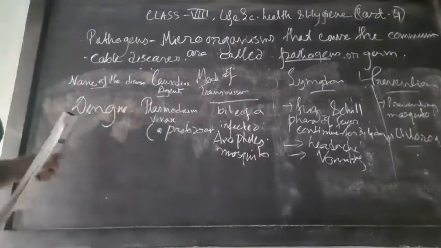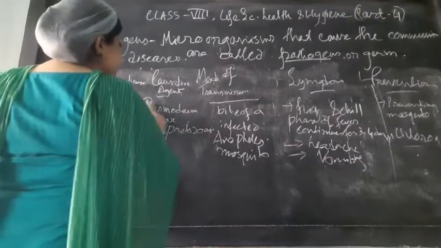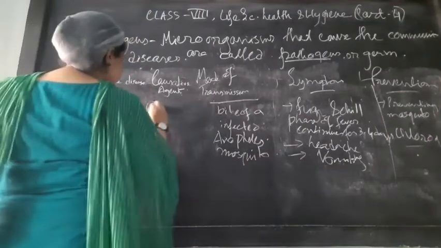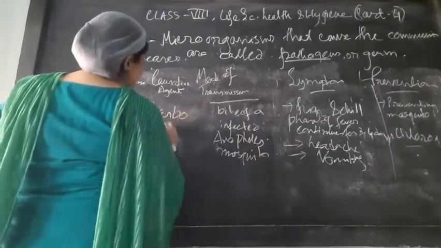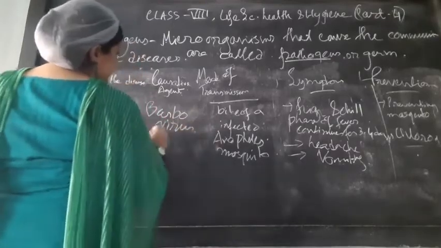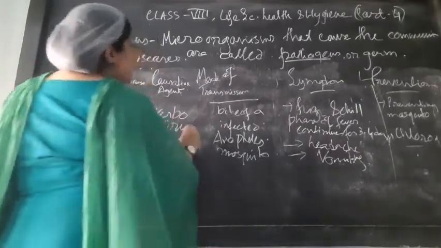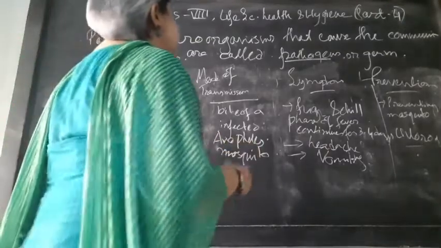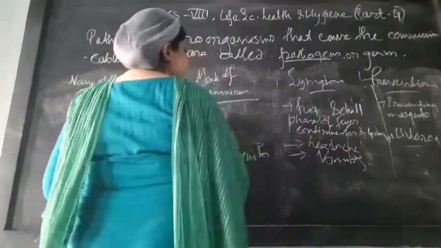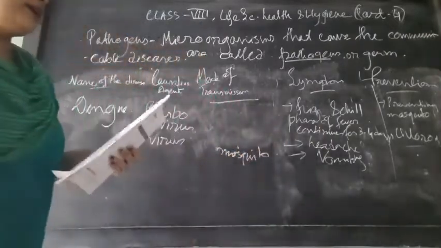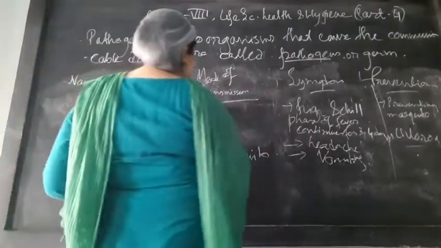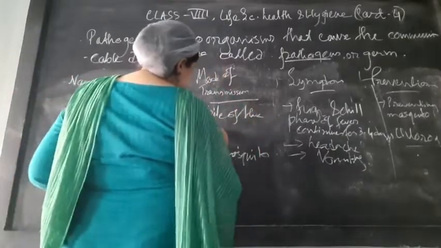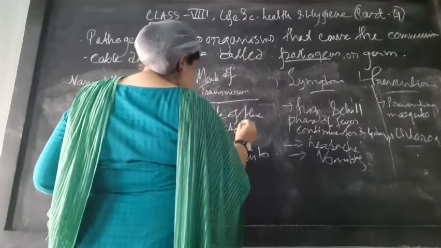So for dengue, the pathogenic agent is also a virus, which is named Arbovirus. Okay, this is actually a virus. And the mode of transmission is here also the mosquito, but the type is different. Here, through the bite of an infected Aedes mosquito.